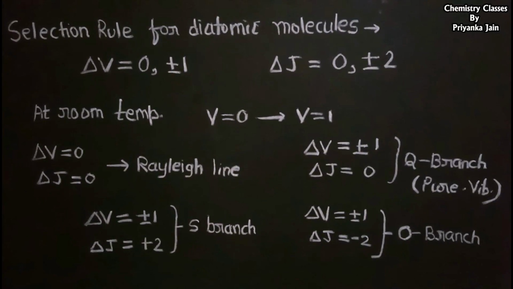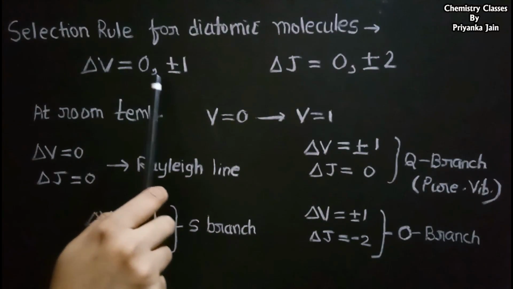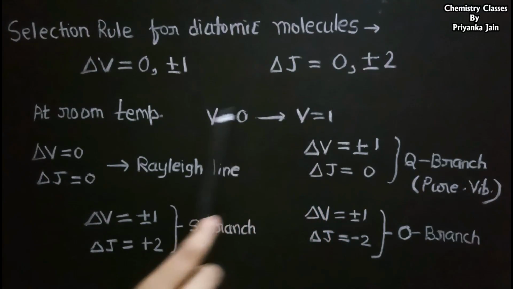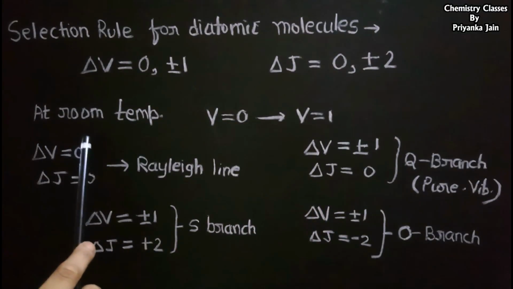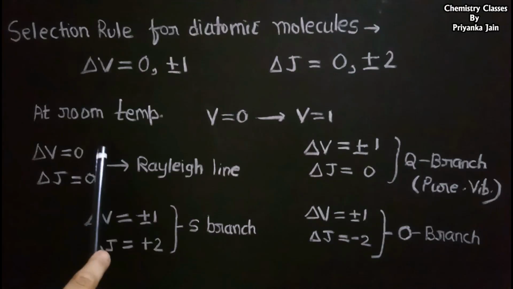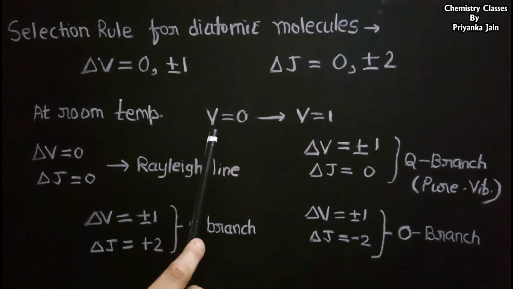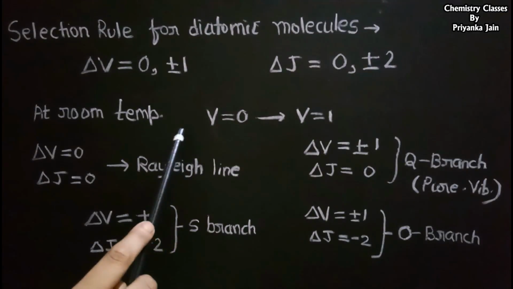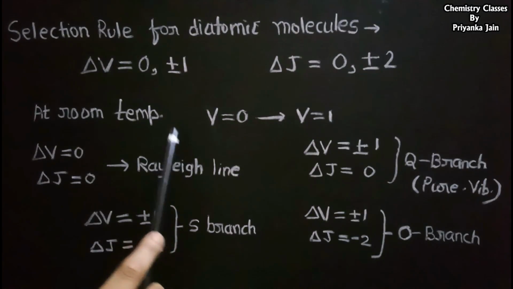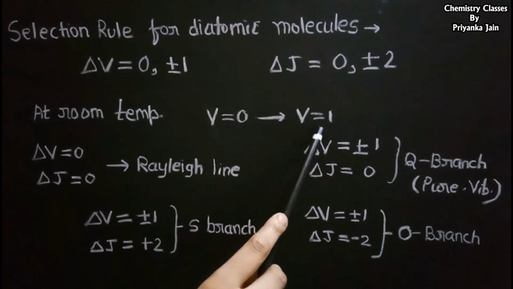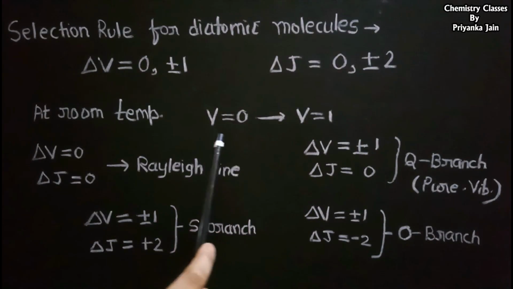The selection rule for the vibrational rotational Raman spectra of a diatomic molecule is ΔV equal to 0 or ±1, and ΔJ equal to 0 or ±2. In actual, at room temperature, most of the molecules are in the ground vibrational state. It means the V value is equal to 0. So the most important transition that we consider is from V equal to 0 to V equal to 1, and it is of our interest.